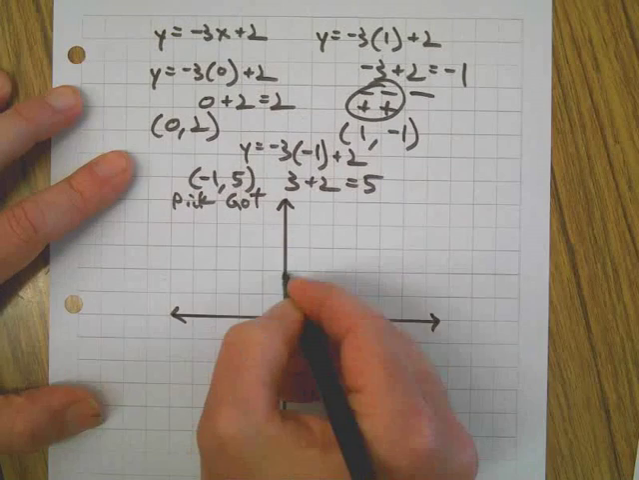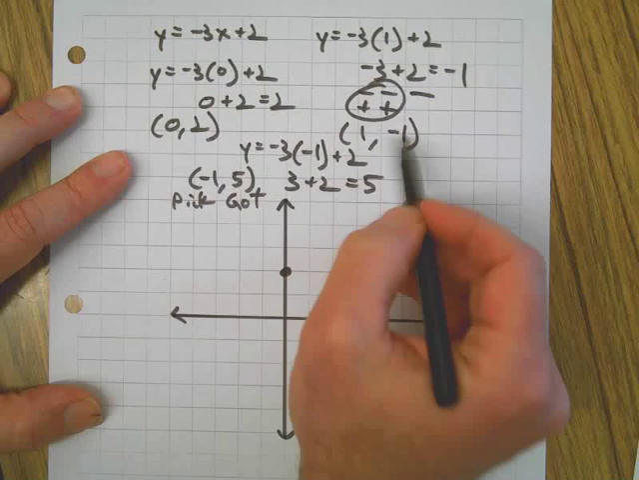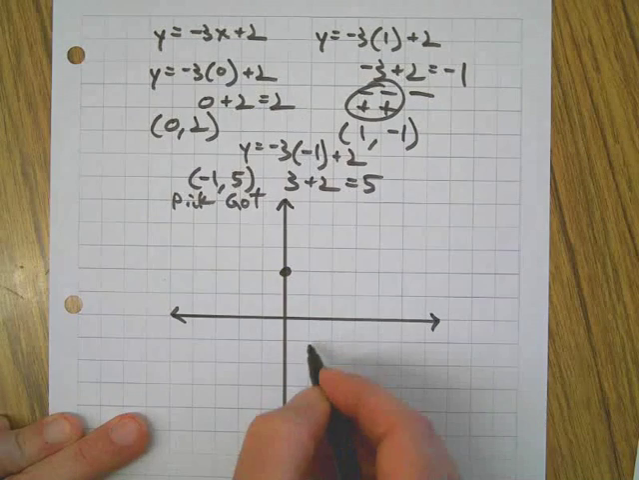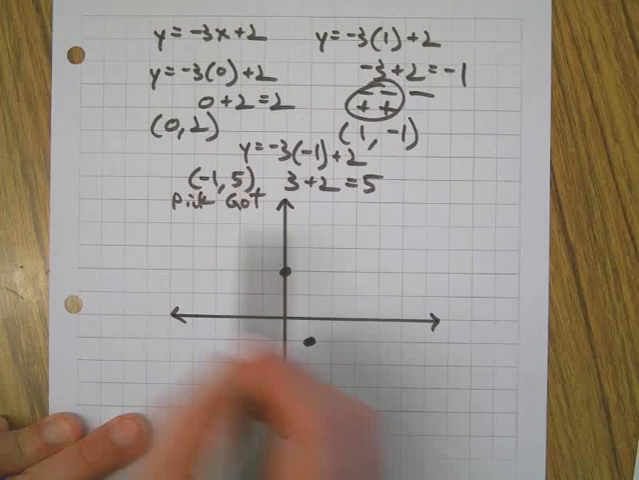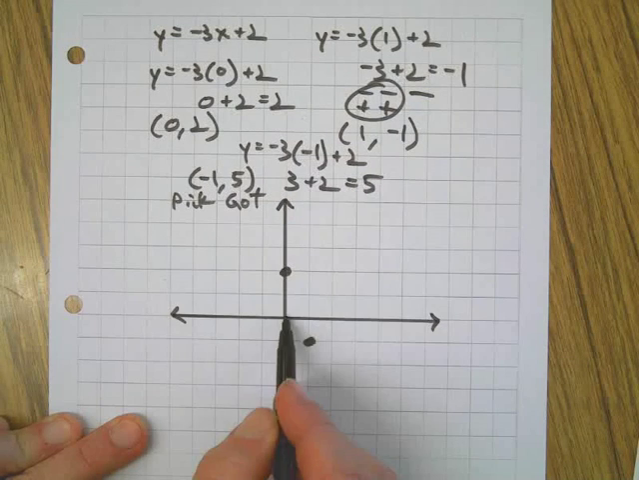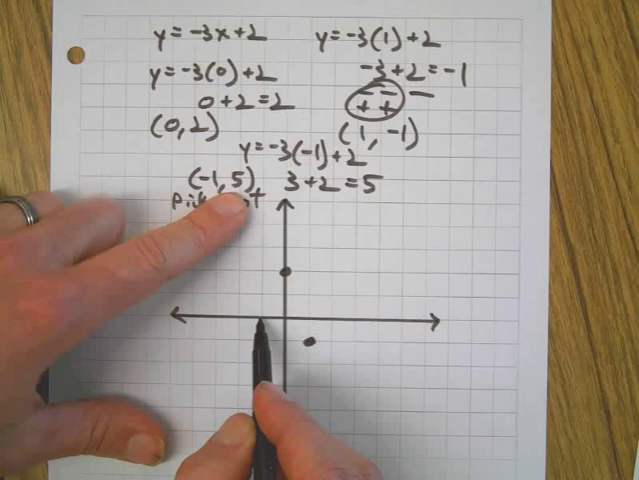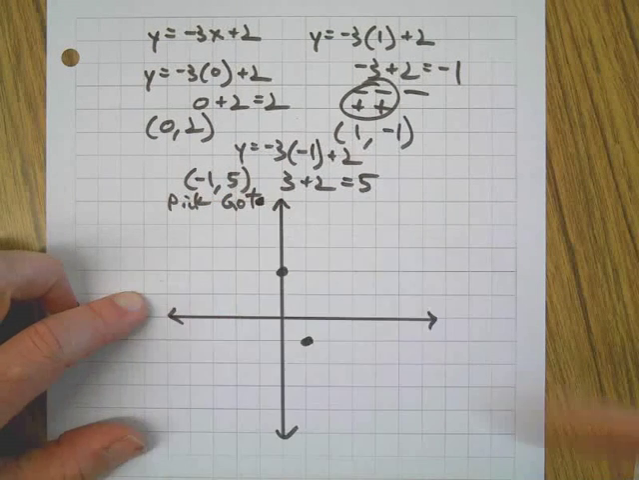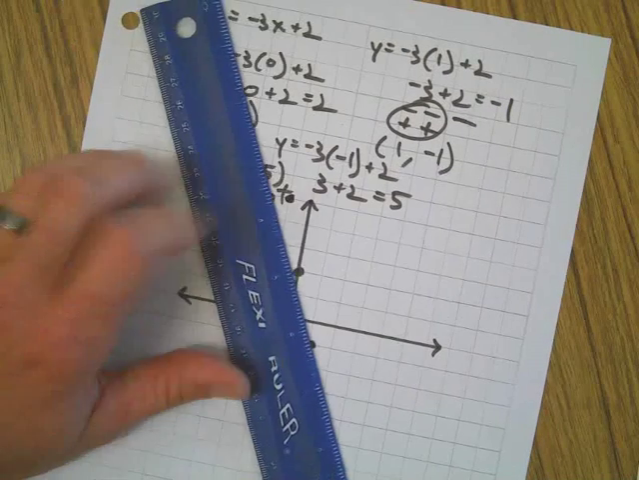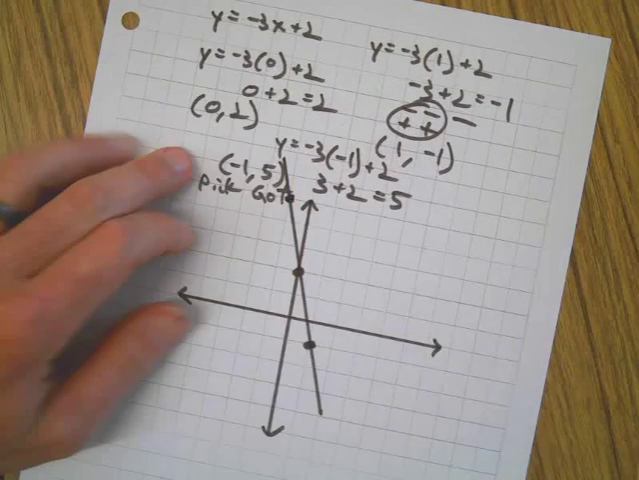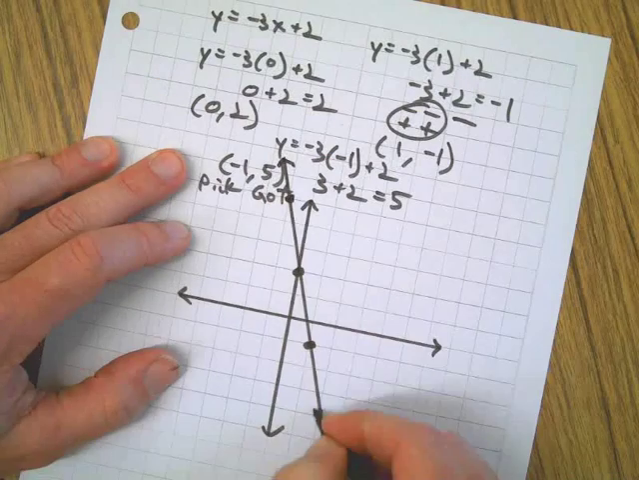Okay, let's graph the 3 ordered pairs. 0 and 2. 1 and -1 means over 1 to the right and down 1 because it's negative. And over 1 to the left because that's negative, but up 5 because that's positive. 1, 2, 3, 4, 5. Dots. Straight edge. Line.